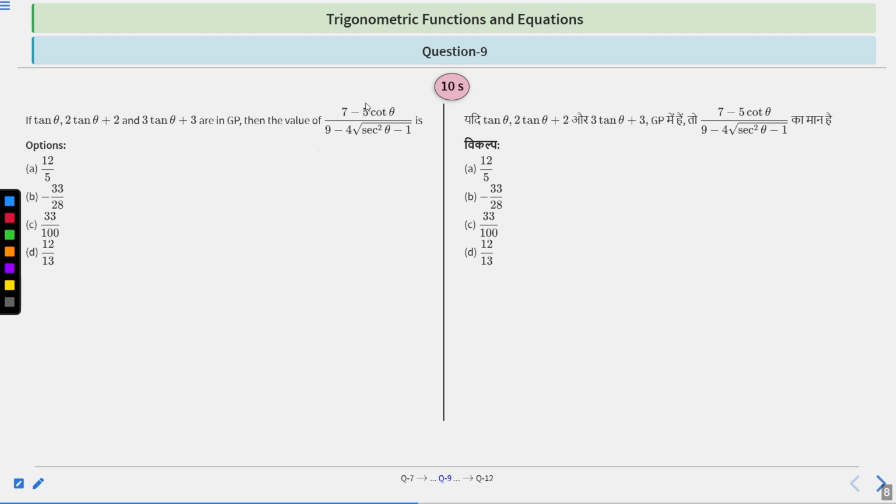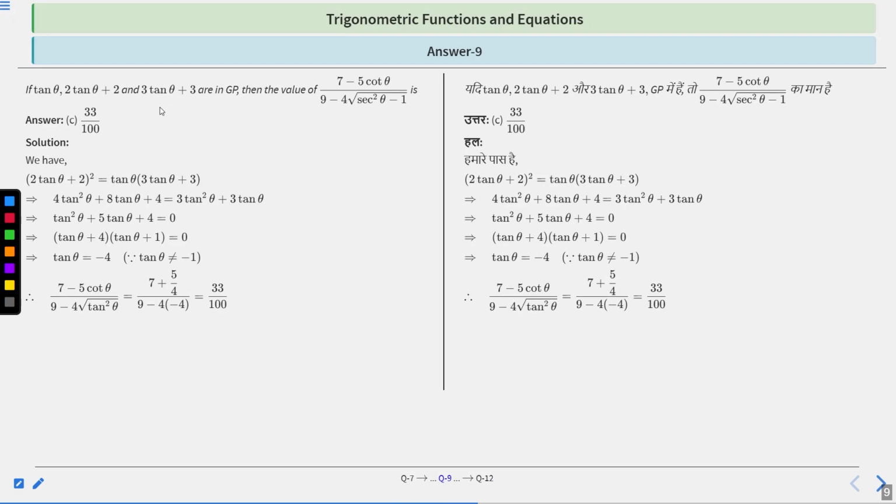Clear? Once you get the value of tan theta, you can convert it into sec square theta and cot theta, right? So in this way, you can try to approach this question. You have 10 seconds to solve or think about this question. After 10 seconds, we will discuss the solution. Okay, let's move to the solution part.